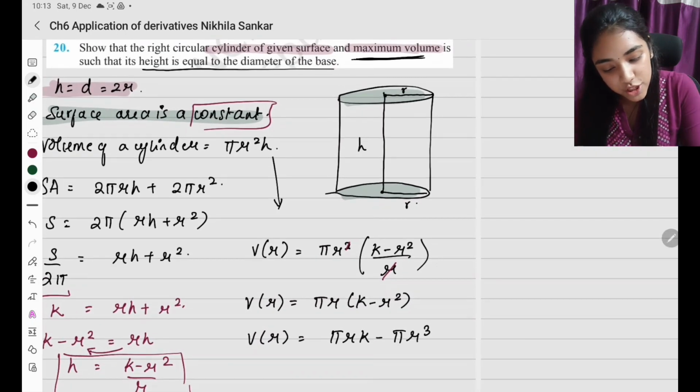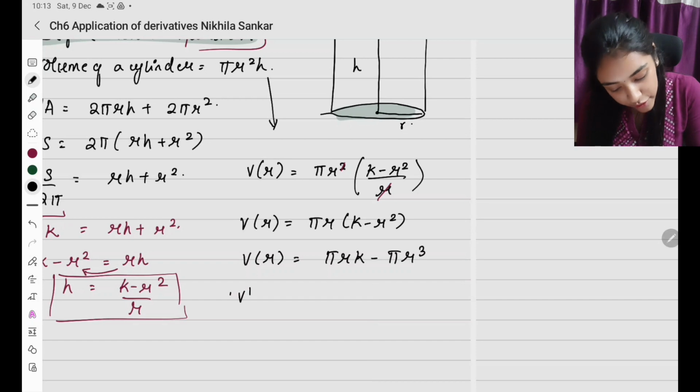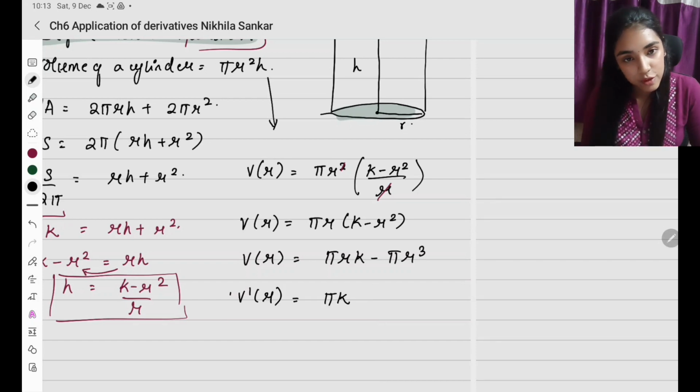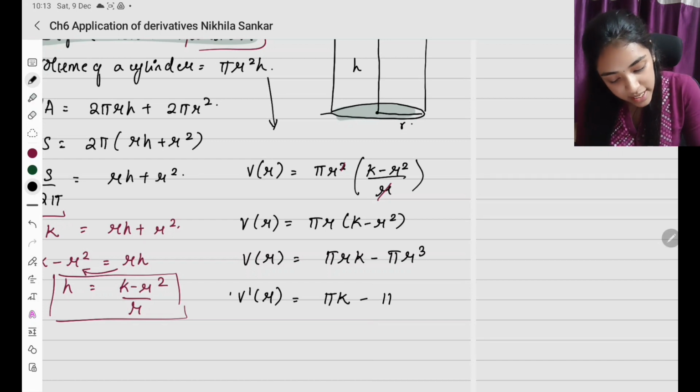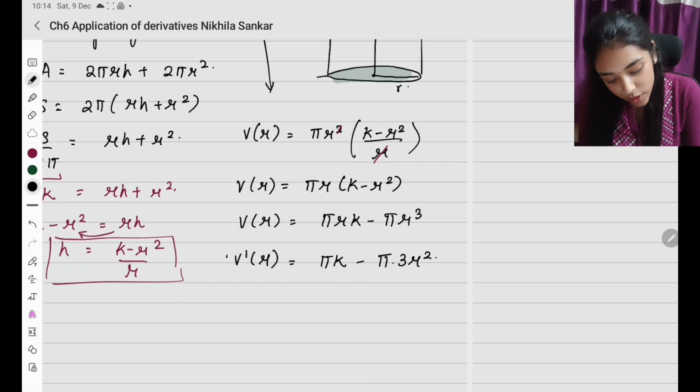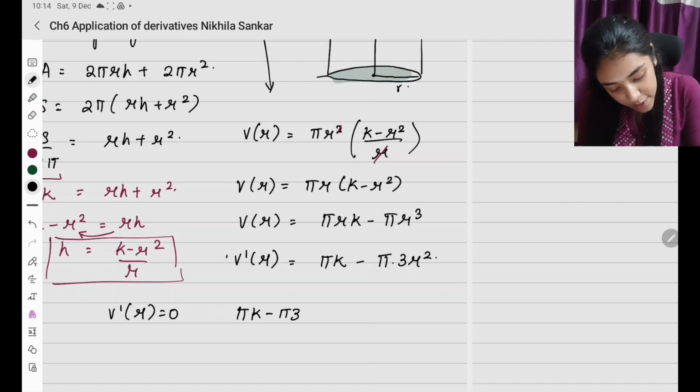Now I want my volume to be maximum, as it is given in the question, so I differentiate. V dash of r equals pi k times the derivative of r, which is 1, minus pi times 3r square. Now I have to equate my first derivative to 0 to find the critical point. So I have pi k minus pi 3r square equals 0.